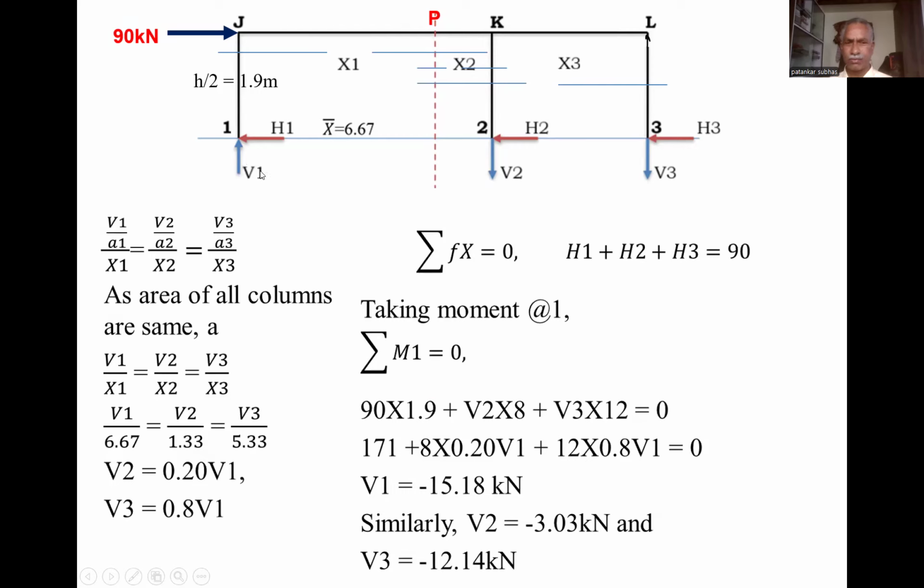V1 is upward, V2 is downward, and V3 is again downward, because this is on the right side of the section and this is the left side of the section. If we have considered upward, this will be downward. Okay. So as per the second assumption, what is the second assumption?